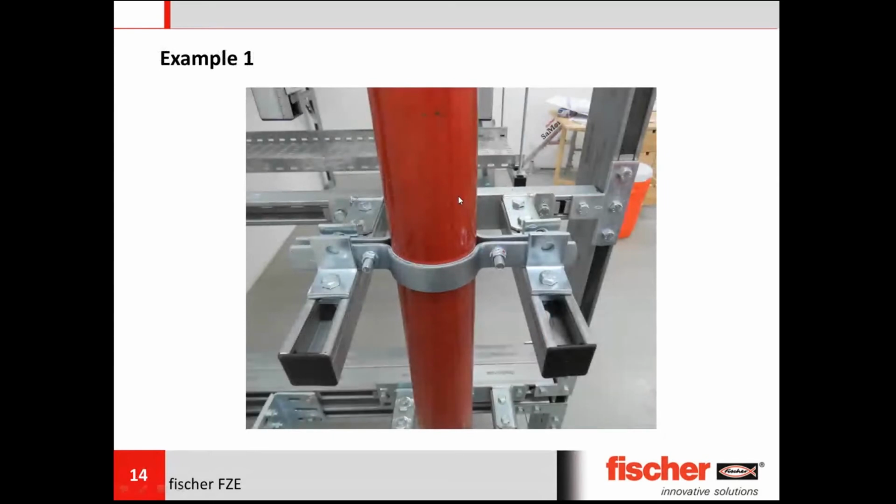This is an example of a firefighting pipe supported from a wall or a steel wall using a cantilever arm and a riser clamp. So this is basically a riser clamp holding the pipe in its place, and the riser clamp is supported from the wall using two cantilever arms.